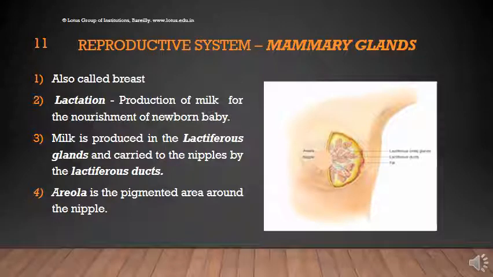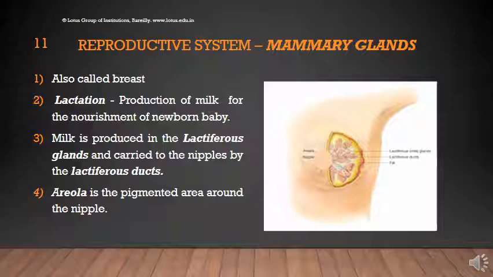Okay, now moving to the next reproductive system, that is mammary glands. We can say that the mammary glands are also called breast. When we talk about the physiology of the mammary glands, it is very important for the production of milk, and this process of production of milk is known as lactation. It is very important for the nourishment of newborn baby, and milk is produced in the lactiferous gland and carried to the nipples by the lactiferous duct.